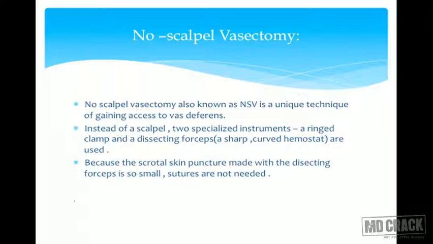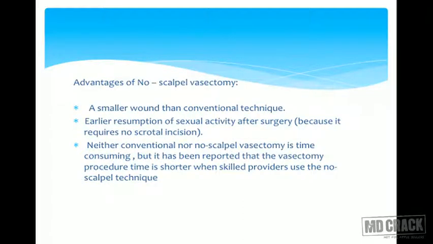NSV, that is a technique where no scalpel is used. Only special instruments are used, like a ringed clamp and a dissecting forceps. With the help of this, a small incision is made, and the incision is so small that it doesn't even require sutures to close it. With the help of these instruments, vasectomy can be done very easily. It's getting popularized. Advantage: a smaller wound than the conventional technique, and earlier resumption of sexual activity after surgery because there is no scrotal incision.